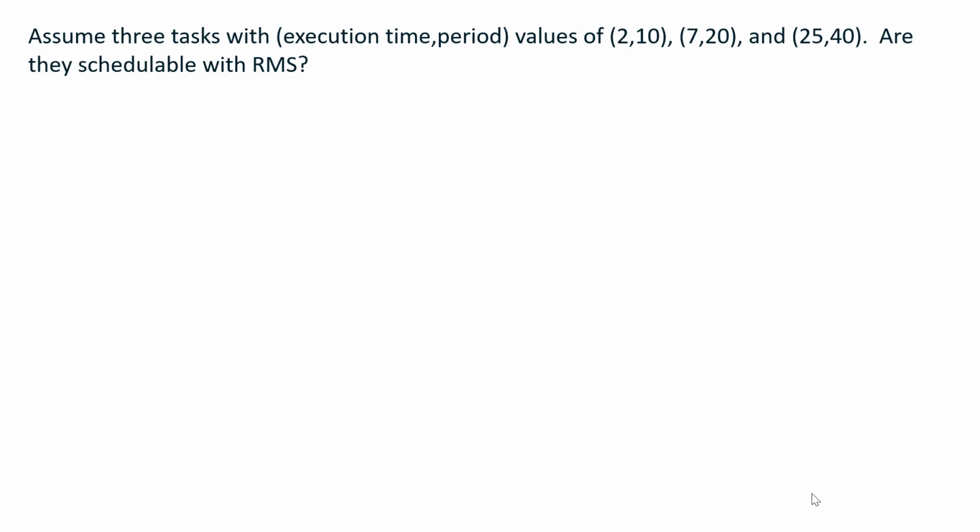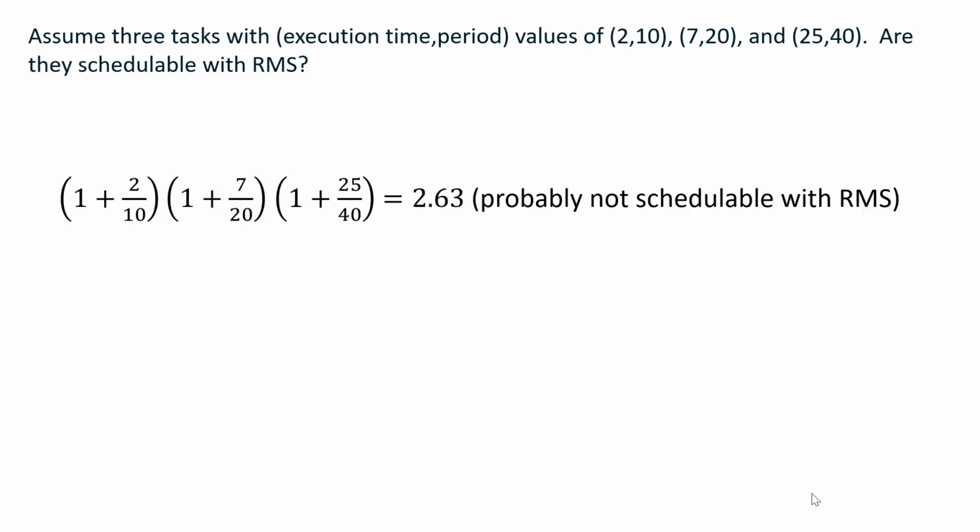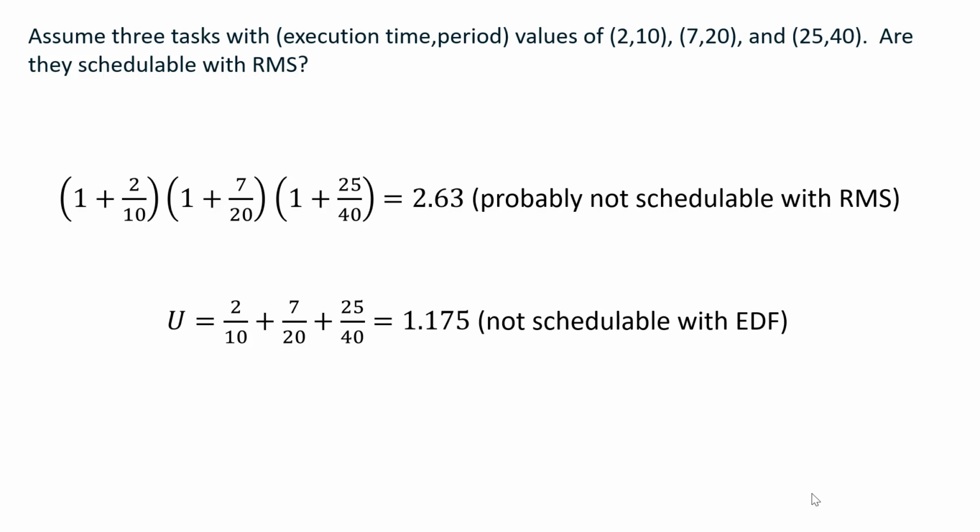Okay, assume 3 tasks with execution time and period values of 2/10, 7/20, and 25/40. Are they schedulable with RMS? So we calculate the bound, 2.63, probably not schedulable, although we don't know for sure. Now the utilization: as I was saying, the bound was 2.63, the utilization is over 100%, so they're definitely not schedulable.